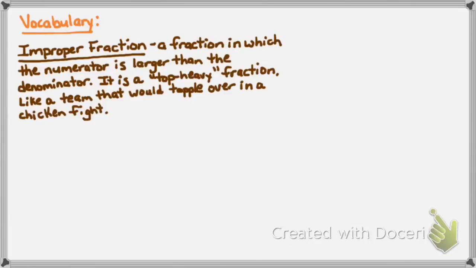An improper fraction is like a team that would topple over in a chicken fight. Think about it, in a chicken fight, if you have one person sitting on someone else's shoulders, you want the bigger person on the bottom to make it a more stable partnership. You wouldn't want a little person on the bottom and a big person on top, because what would happen? That top person would topple over. The little person wouldn't be able to hold them so well. Let's take a look at a video that shows this in action.